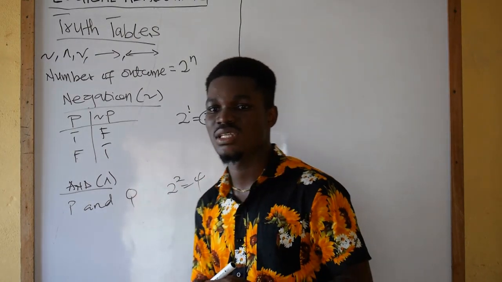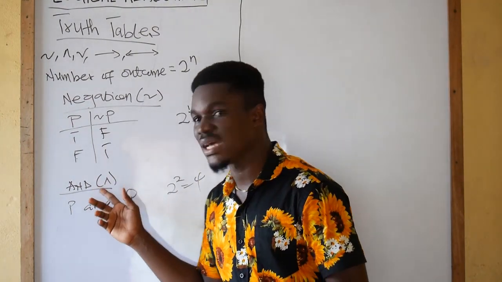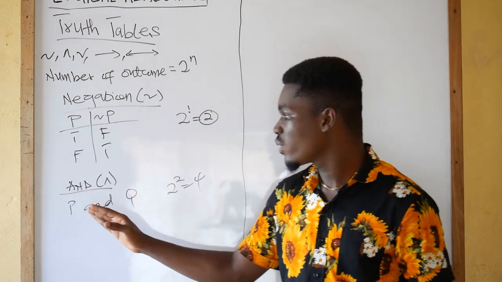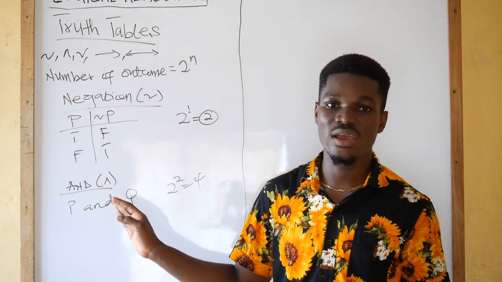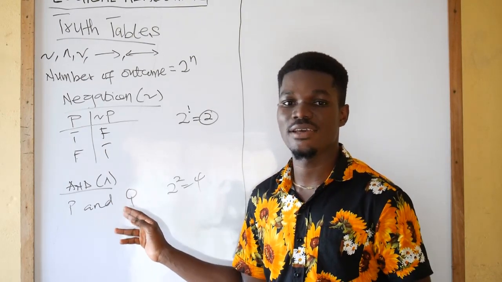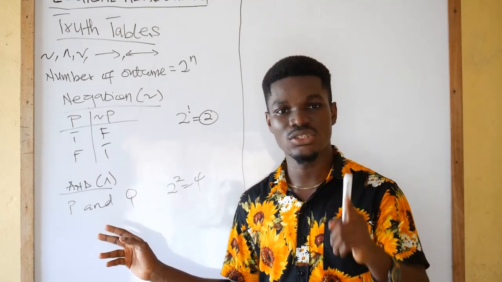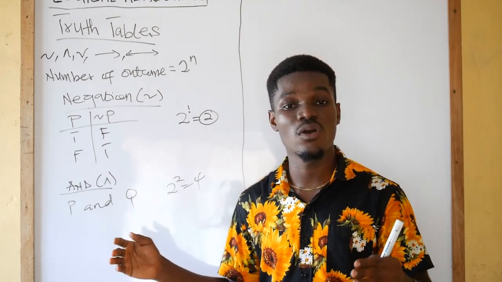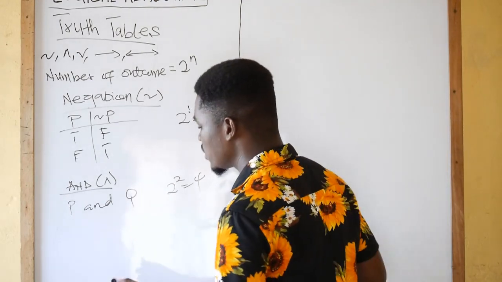Before we construct the truth table, there is a principle that is attached to it. This operator only returns true if both statements P and Q are true. If P is true and Q is false, it will return false. If P is false and Q is true, it will return false. This operator returns true if and only if both statements are true. So let's construct our truth table.